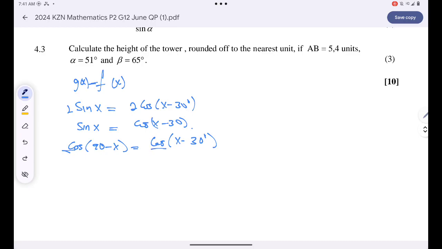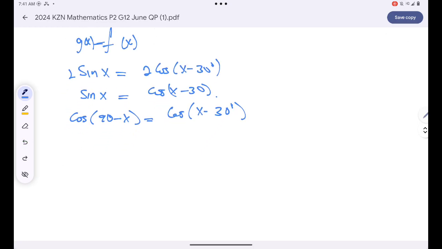My trig ratio is cos. Cos is positive in the first quadrant and also in the fourth quadrant. So I'll simply express the angles in the first quadrant. I'll simply write 90 minus x is equal to x minus 30 degrees plus k 360. And then in the fourth quadrant, I'll have 90 minus x being equal to, angles in the fourth quadrant are written as 360 minus (x minus 30 degrees) plus k 360.